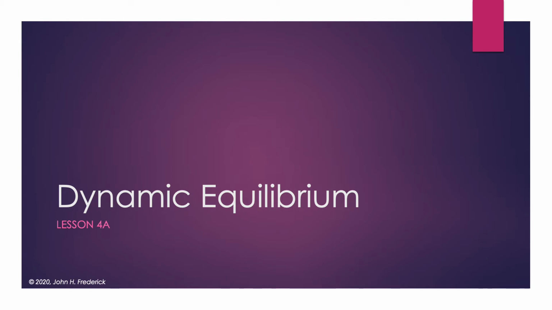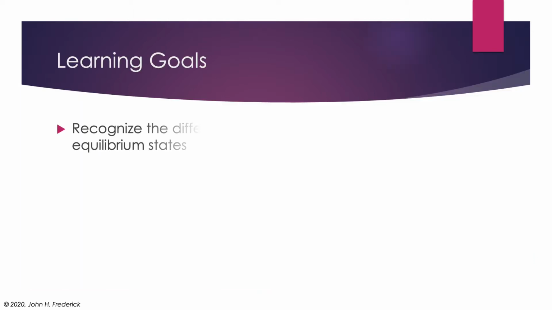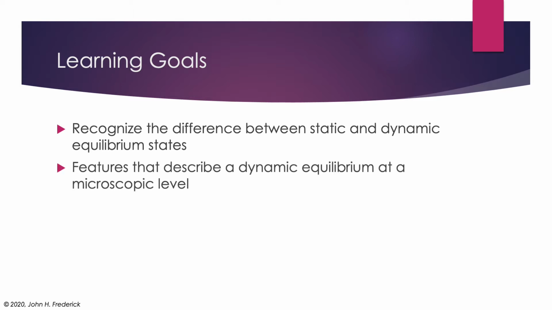In Module 4, we're going to take up the topic of equilibrium in chemistry, and I want to start that by introducing you to a concept of dynamic equilibrium, which you may or may not be familiar with. Our learning goals in this video are going to be to recognize the difference and basically contrast static versus dynamic equilibrium, and then I want to talk about some of the features that describe a dynamic equilibrium at a microscopic level.